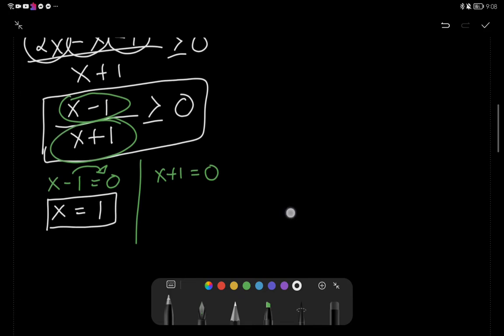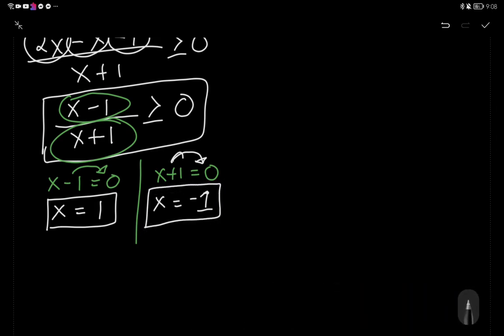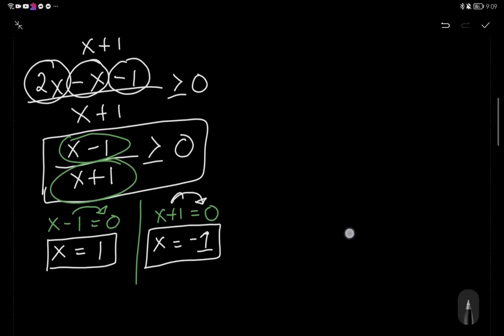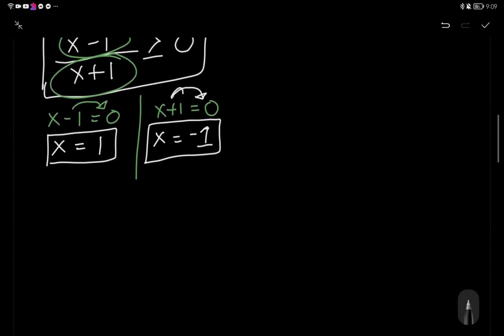Now, this one, positive 1, we are going to transfer positive 1. That becomes x is equal to negative 1. This is the second critical value. Since we have now the critical values, let's make the graph.